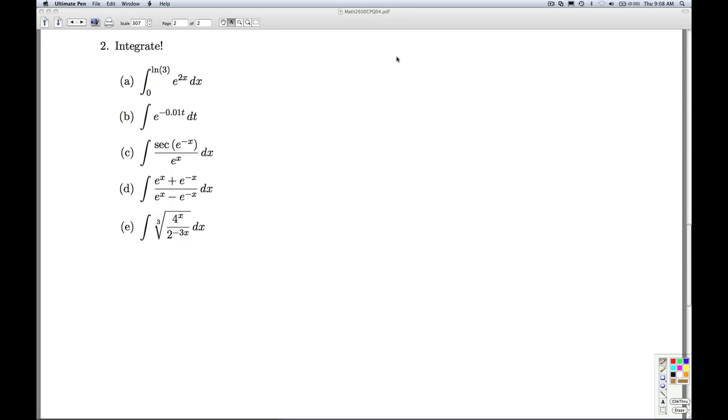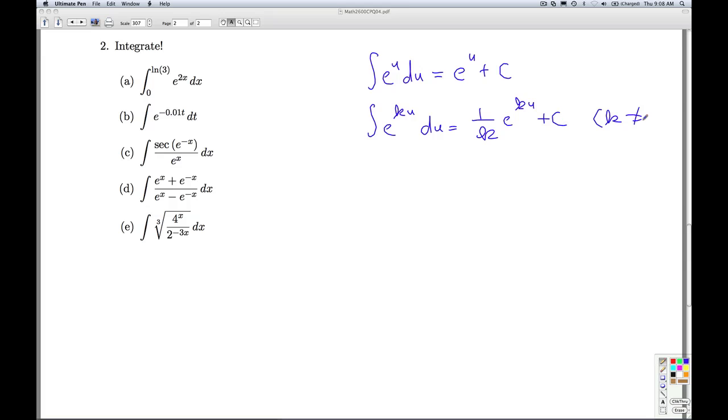All right, number 2, we're asked to integrate some of these guys. The formulas we want to keep in mind here: the integral of e to the u du is e to the u plus c, or more generally, the integral of e to the ku du is 1 over k e to the ku plus c, provided, of course, k isn't 0.